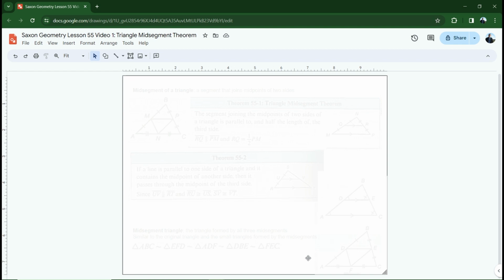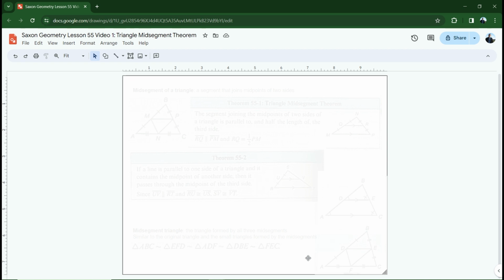Hey, geometry students, in this lesson, we're going to be talking about the triangle midsegment theorem. This lesson is going to introduce the theorem, like the definition of a midsegment, what the theorems are surrounding a midsegment, and then we're going to work some practice problems in the next video.